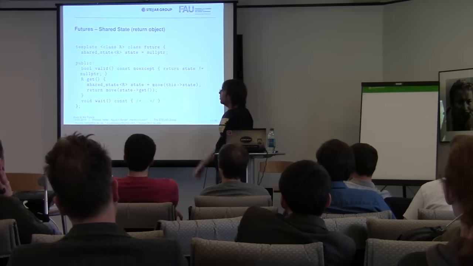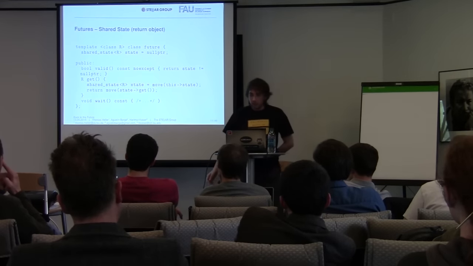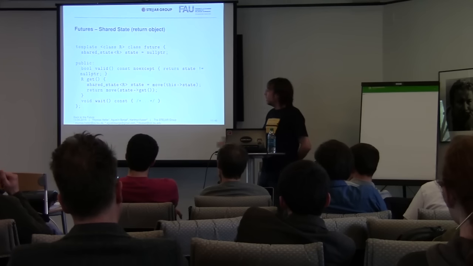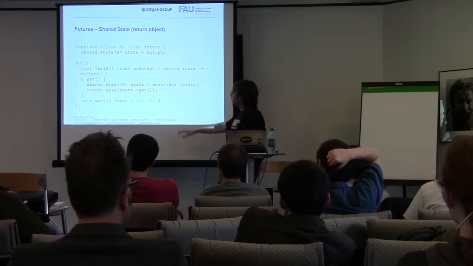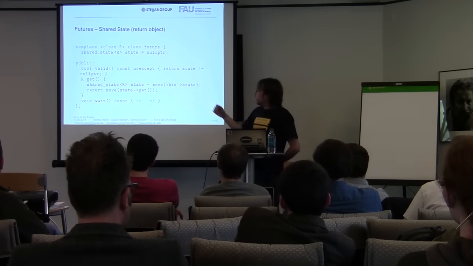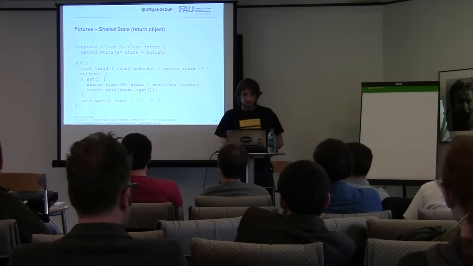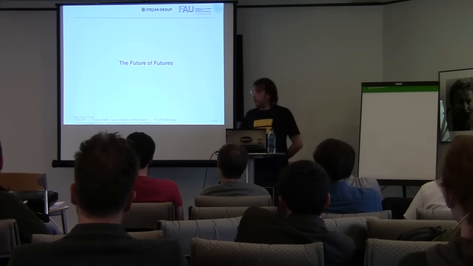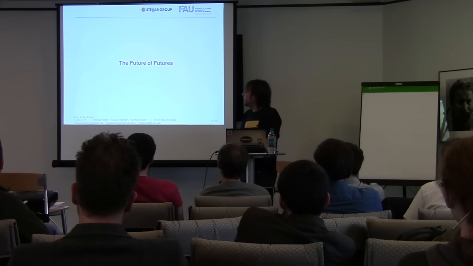And when this goes out of scope, the reference count for the shared state decrements, in which case it could potentially destroy the shared state. That's why we need to move the value out and return it as a value instead of an rvalue reference. All right, that's the future that C++11 offers us. It's all the functionality that it provides us.